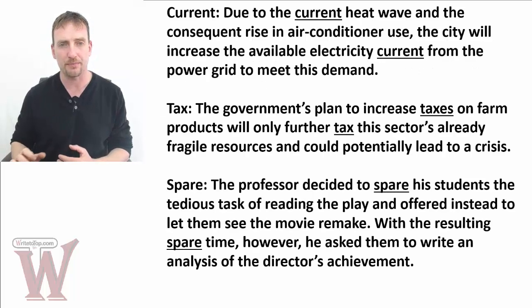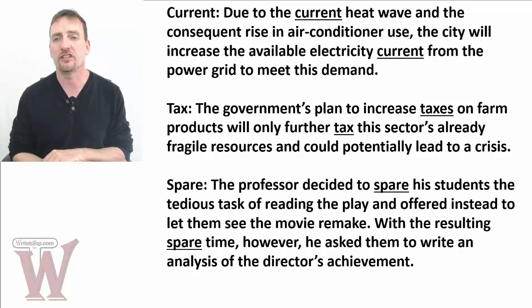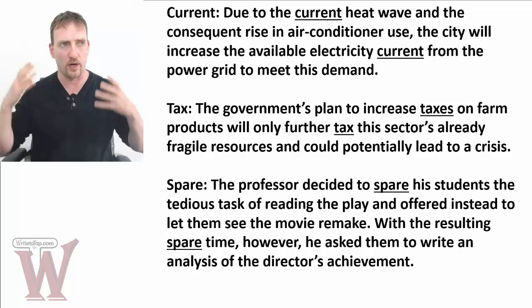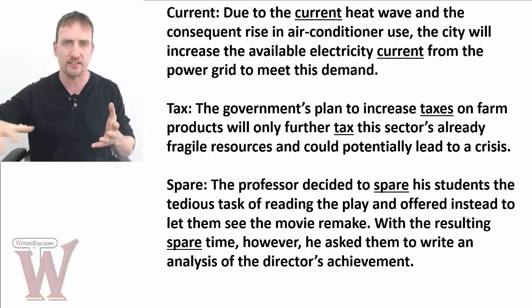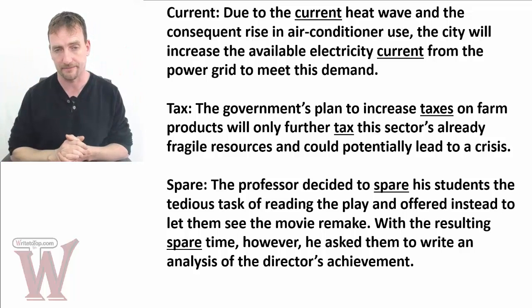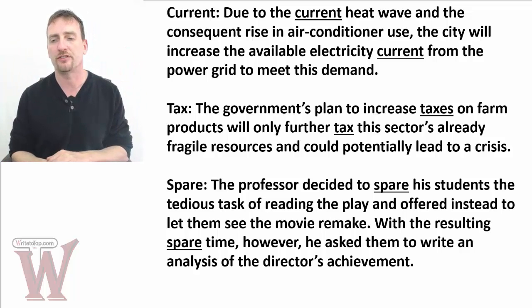Okay, so let's look at some examples. Due to the current heat wave and the consequent rise in air conditioner use, the city will increase the available electricity current from the power grid to meet this demand. So current heat wave, the one that is happening now, and the electricity current, the flow of electricity from the power grid, will increase.